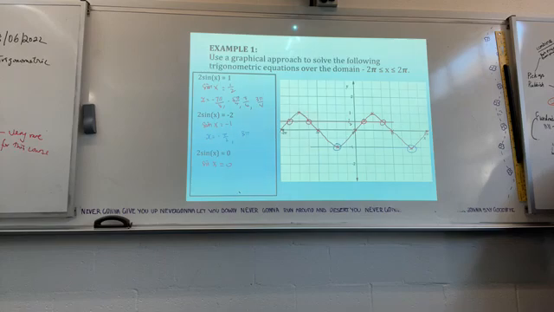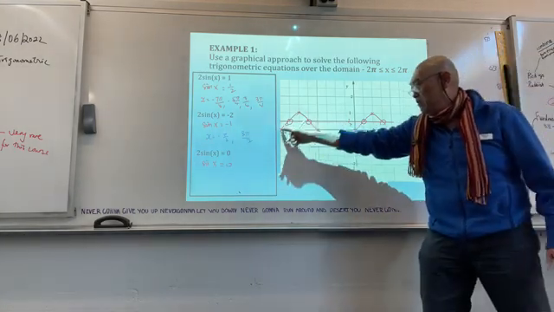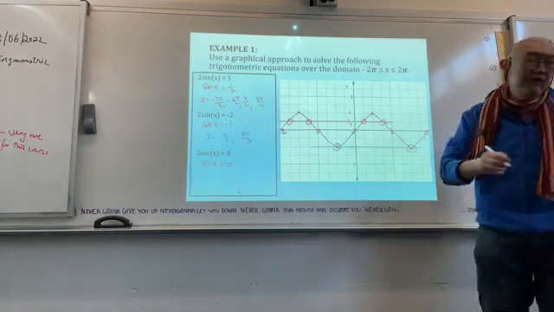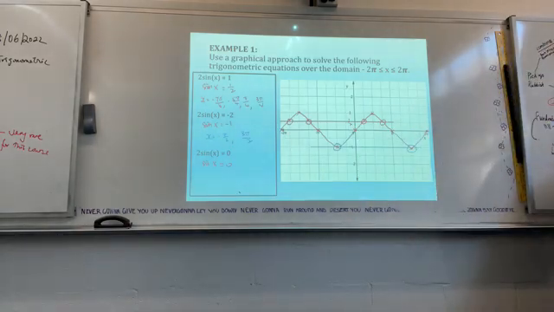What about when sine x equals to 0? Sine x equals to 0, you've got all those values there. You've got this value, this value, this value, this value, and this value. Therefore, x equals to minus 2 pi, minus pi, 0, pi, and 2 pi.